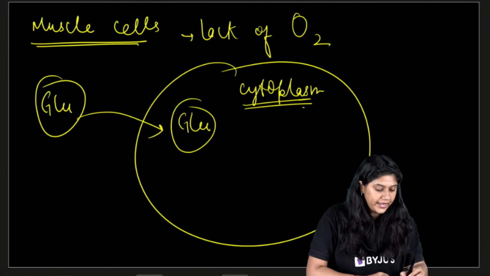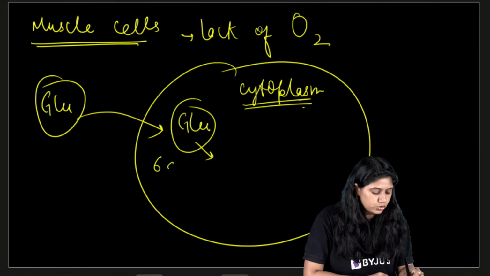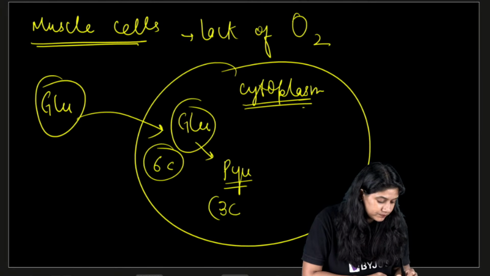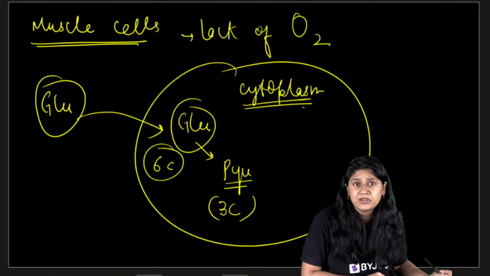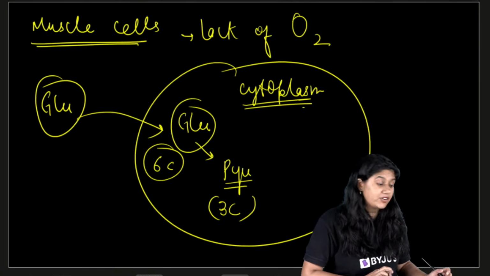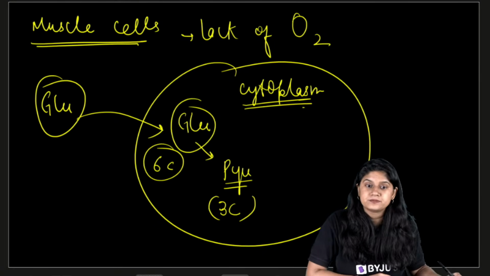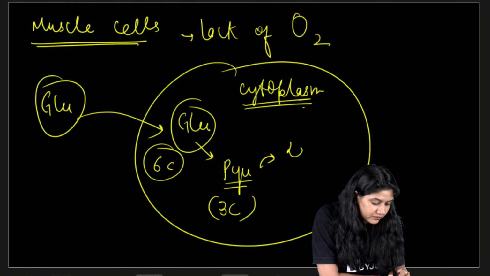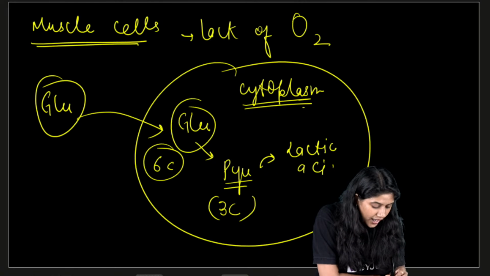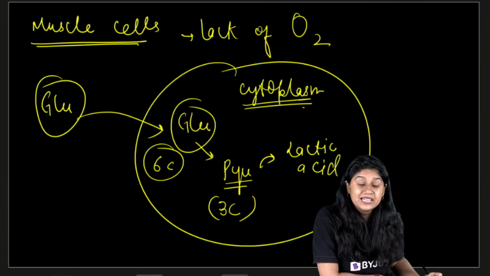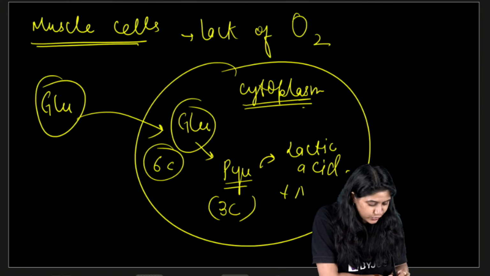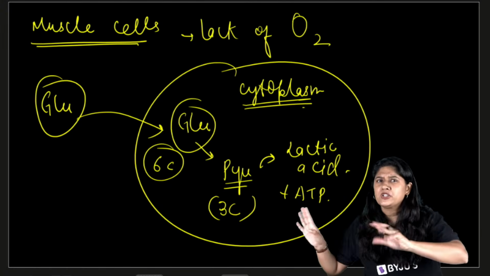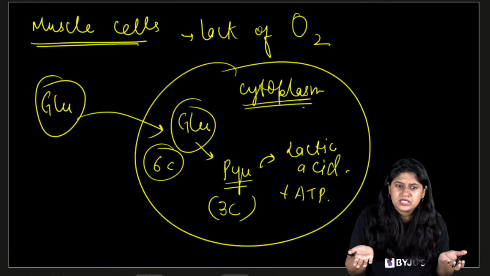Clear? Again, here also, the 6-carbon molecule glucose will break down to pyruvate, which is a 3-carbon molecule. But do you think it will be going to the mitochondria? No. What will happen over here? The pyruvate will break down, the reaction will happen here, and there will be the formation of lactic acid along with energy, ATP. So now the things are not moving to the mitochondria because mitochondria need oxygen, right?